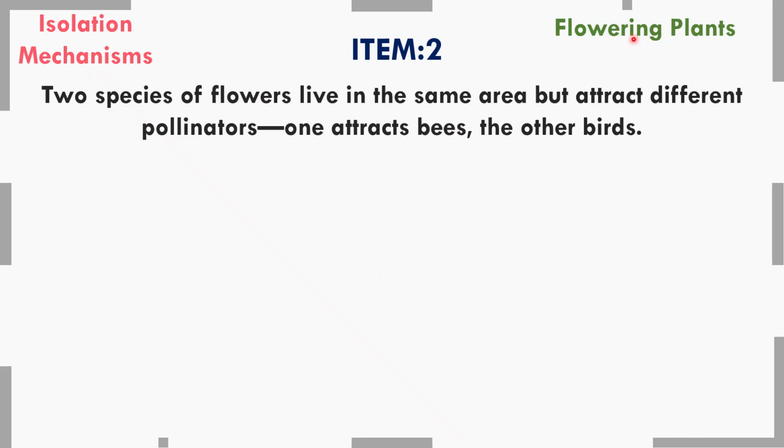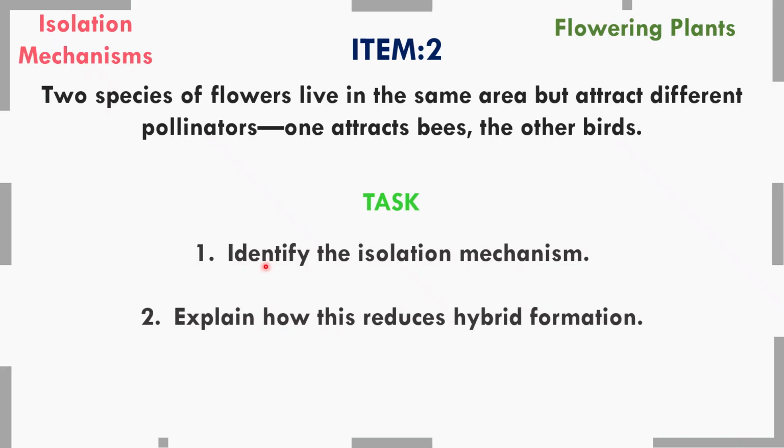Let's now look at flowering plants. We are still on isolation mechanisms. Two species of flower live in the same area, but attract different pollinators. One attracts bees, the other birds. Identify the isolation mechanism. Explain how this reduces hybrid formation.